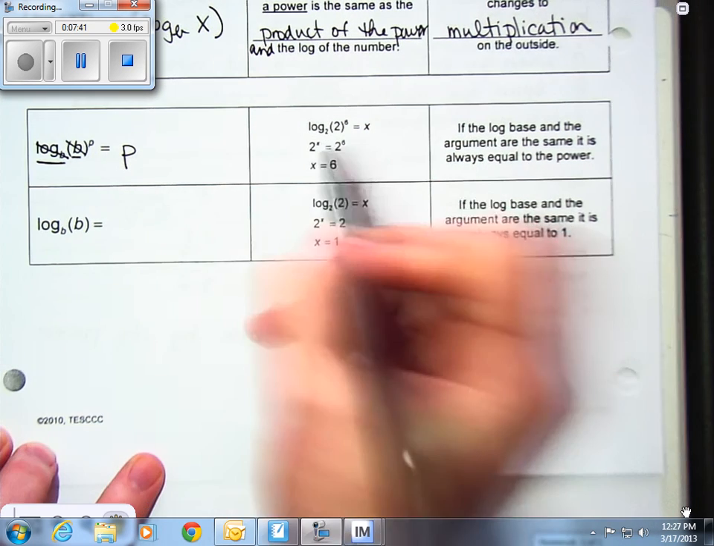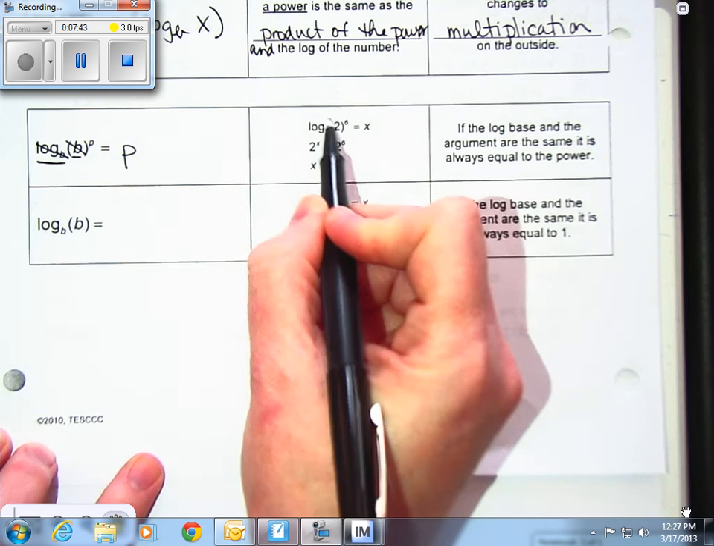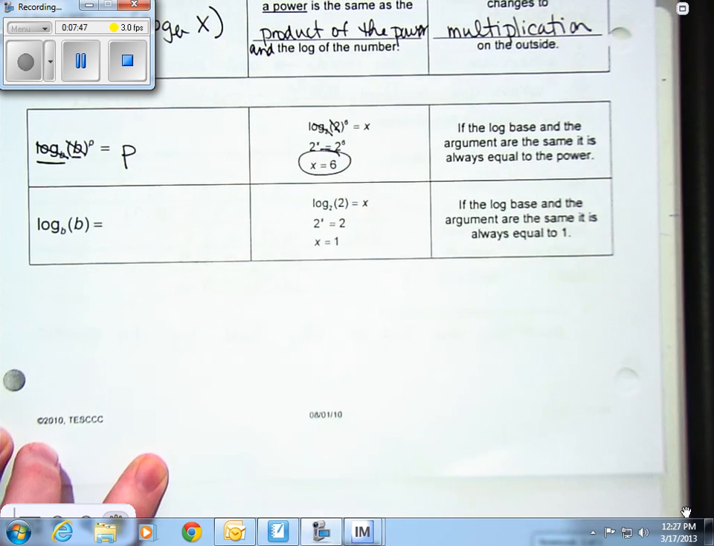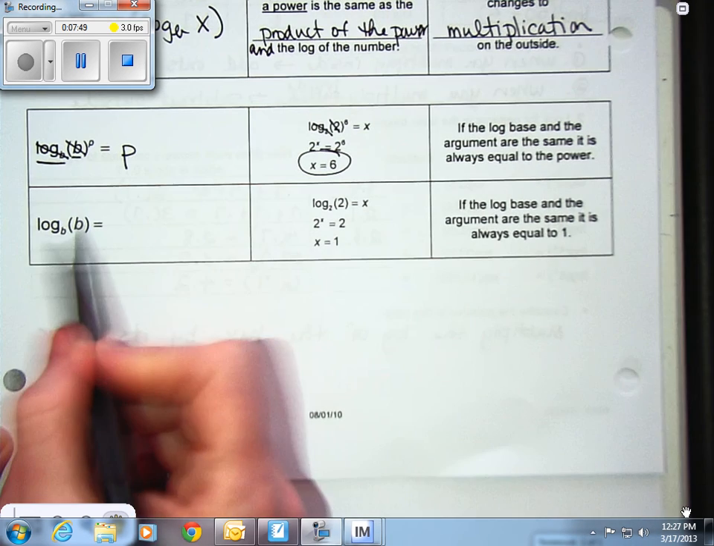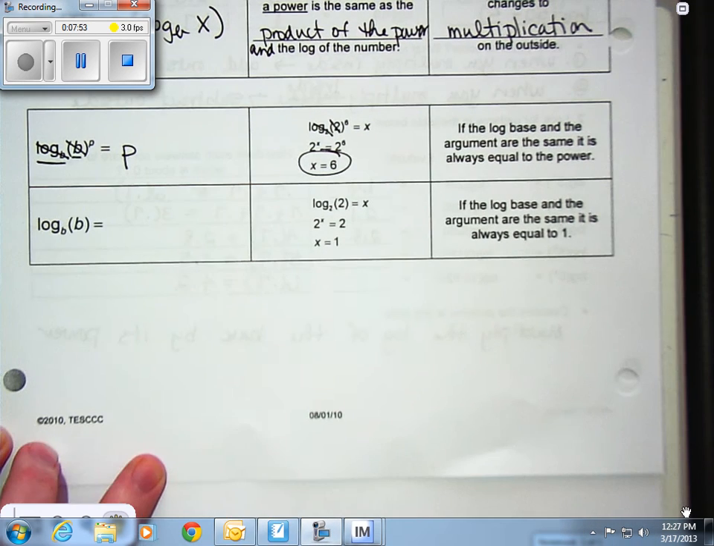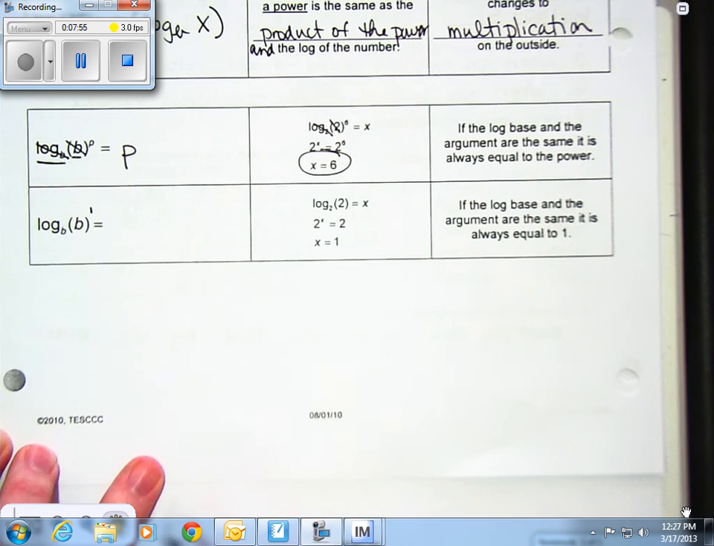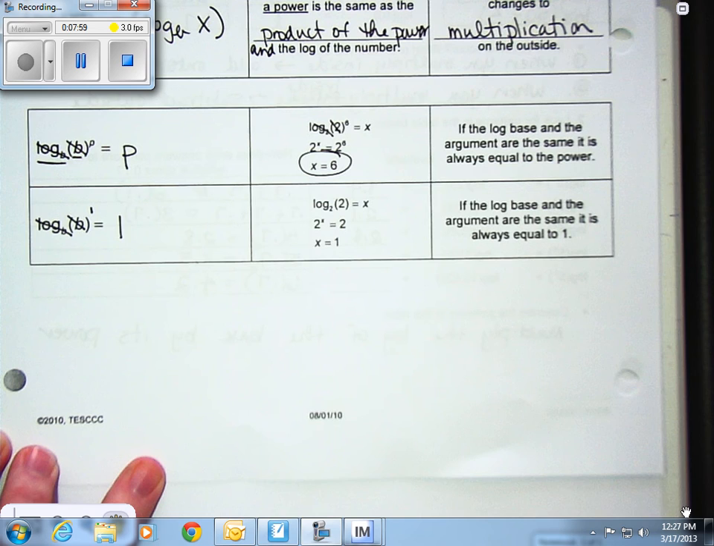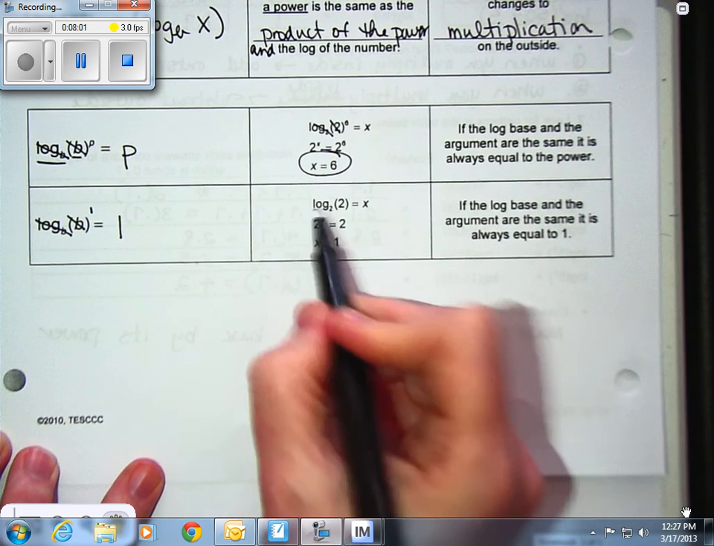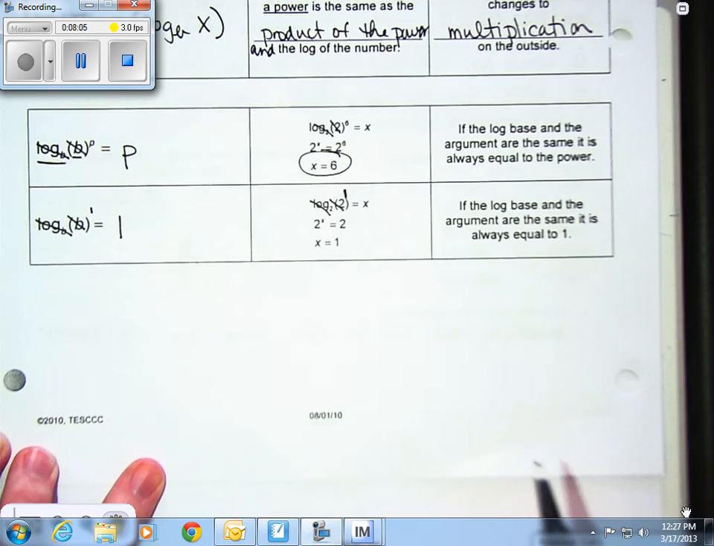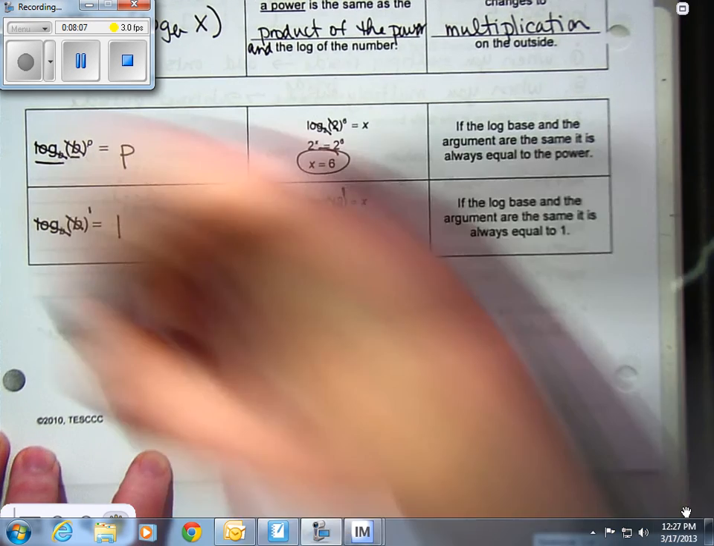Well, look what happened. Base 2 cancels out 2, and you're just left with the fact that x is equal to 6. It works the same here. If it just says log base b of b, what's the power understood to be on that b? That power is understood to be 1. So log base b cancels out base b and leaves you 1. So here it is, log base 2 of 2: log base 2 cancels out base 2 and leaves you the power, which is 1.